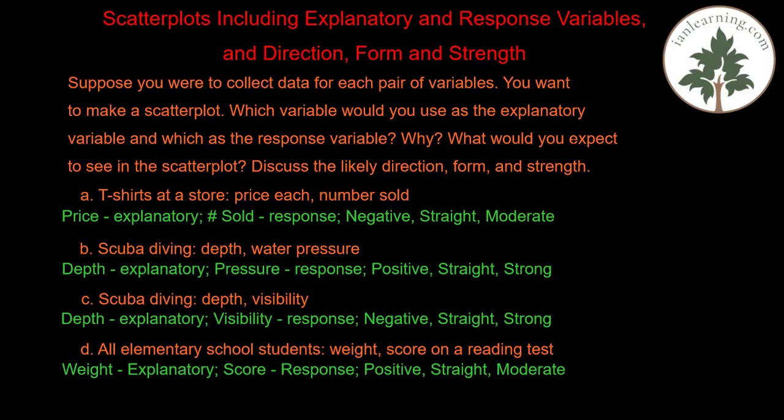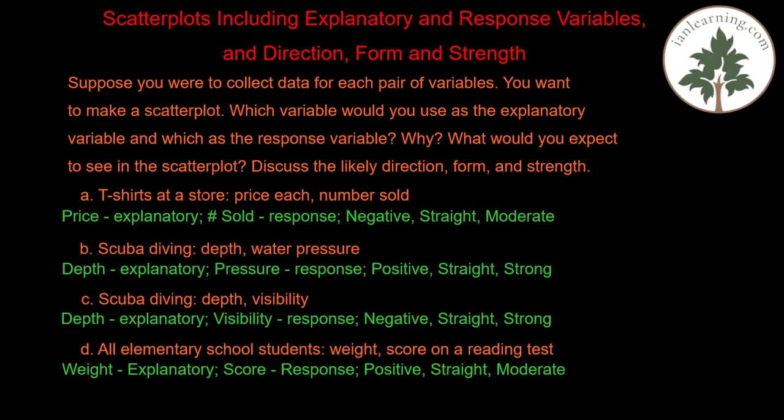Okay, let's look at scatterplots, including explanatory and response variables and direction, form, and strength. Suppose you were to collect data for each of the variables. You want to make a scatterplot. Which variable would you use as the explanatory variable and which would you use as the response variable? Why? What would you expect to see in the scatterplot? Discuss the likely direction, form, and strength.